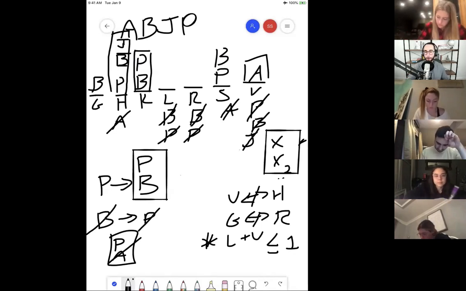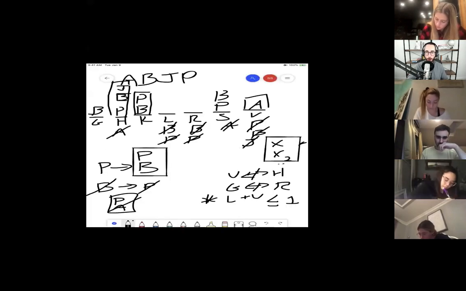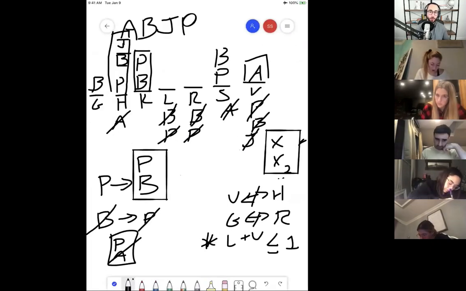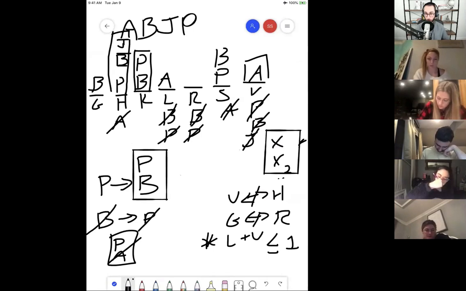And then Ariana said L and V both have A because L and V have to share at least one. So for that reason, A is going to have to go on L as well. And maybe we'll have J there. Maybe we won't. It's impossible to say. But L will have at least A and possibly J on top of it.